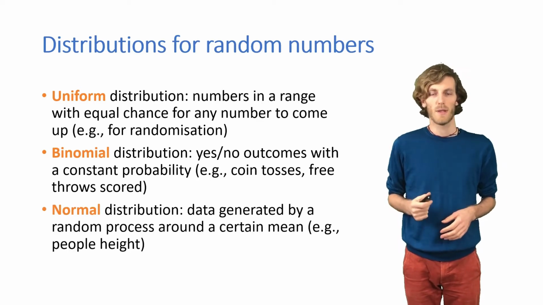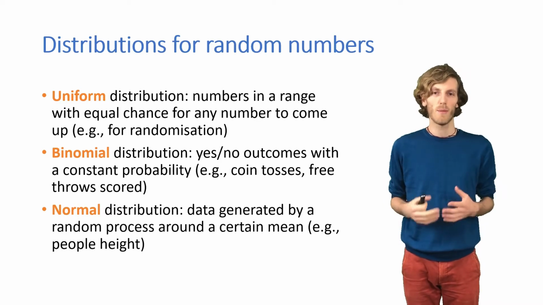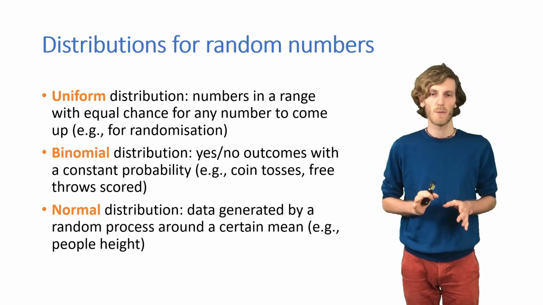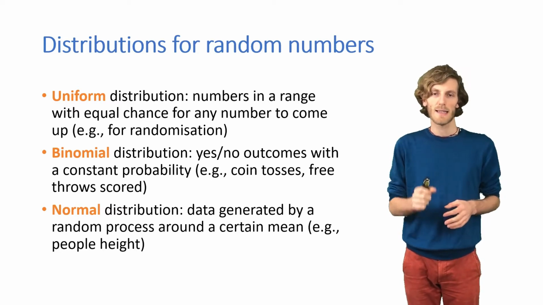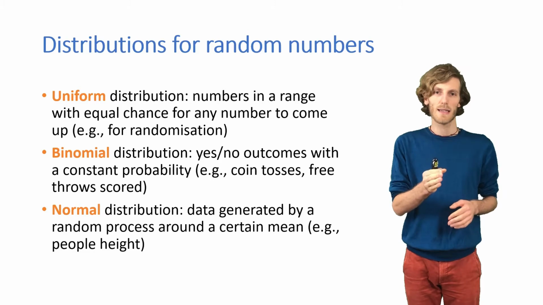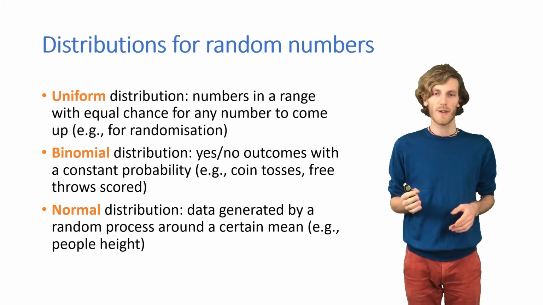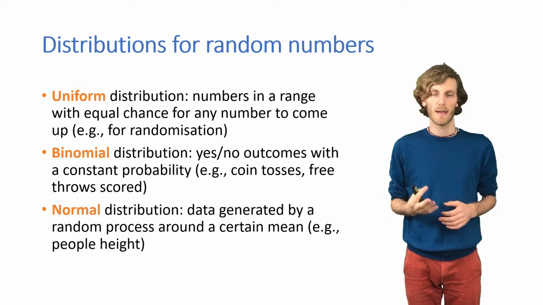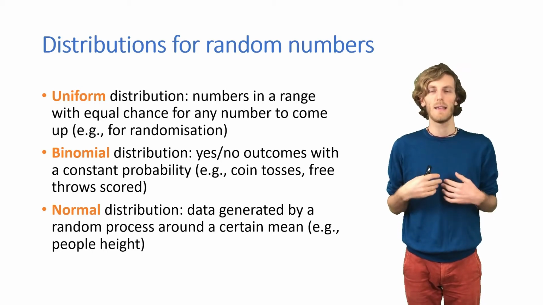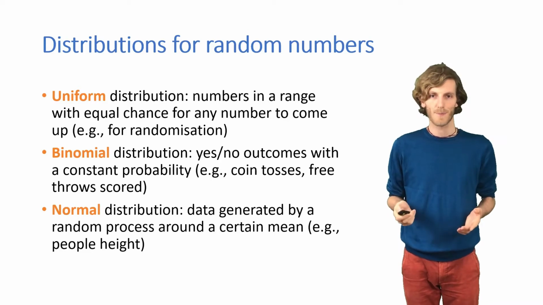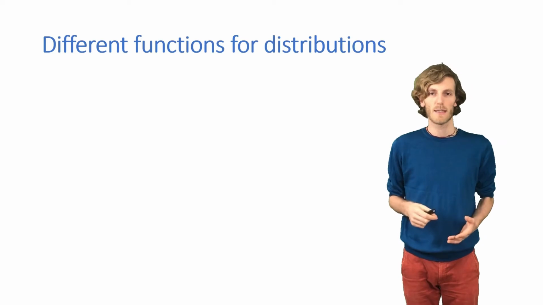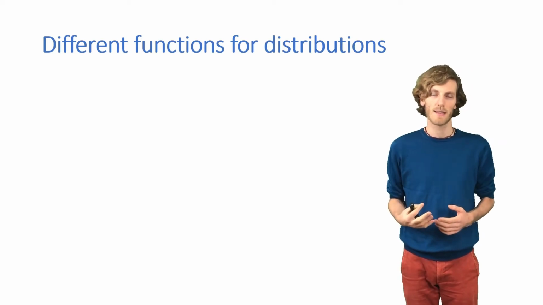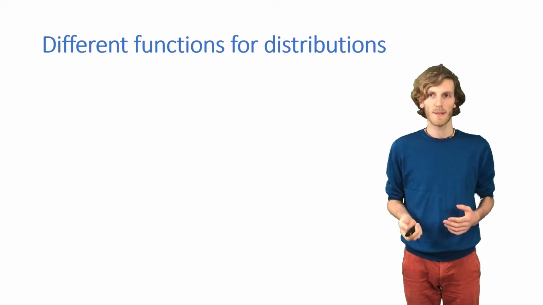Lastly, a lot of processes can be modeled with a normal distribution, which we'll explore in more detail in 2 weeks' time. But basically any process that has an average around which values fluctuate randomly should be modeled with the normal distribution. Typical examples would be height, weight, and so on. For each of these possible distributions, R has specific functions to let us generate random numbers.